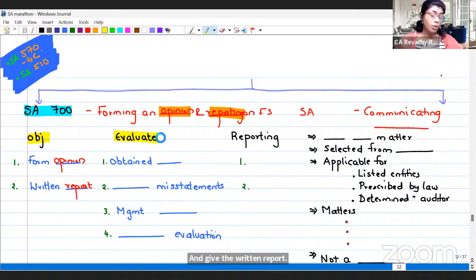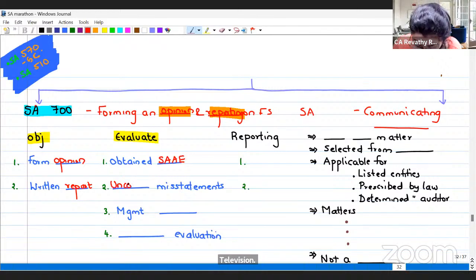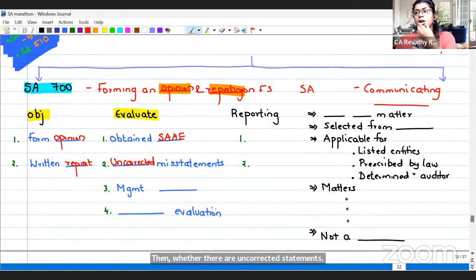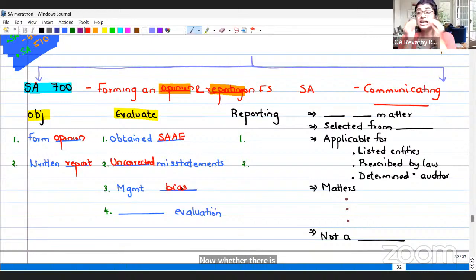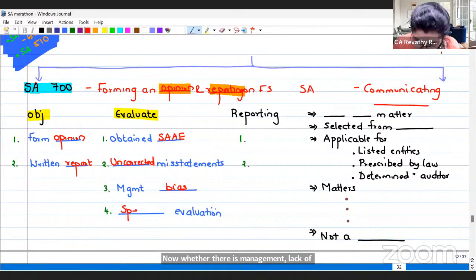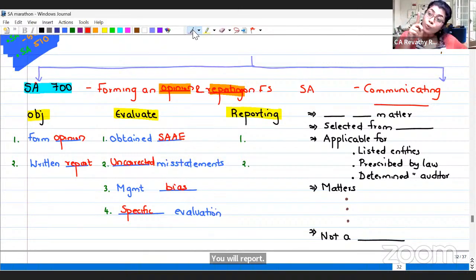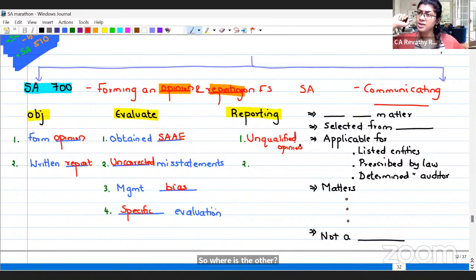Now, before you give the report, what you have to evaluate? Whether you obtained sufficient and appropriate evidence. Then whether there are uncorrected misstatements, which is essay 450. Now, whether there is management bias, lack of neutrality. And you will specifically evaluate whether accounting policy is consistent, whether it is disclosed, terms appropriate. All those you will check, and you will report that information is reliable. What opinion you will give in essay 700? You will give an unqualified opinion. So where are the other 3 opinions? That is in essay 705.